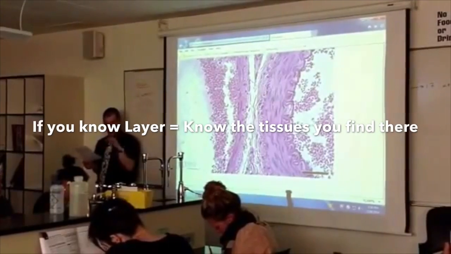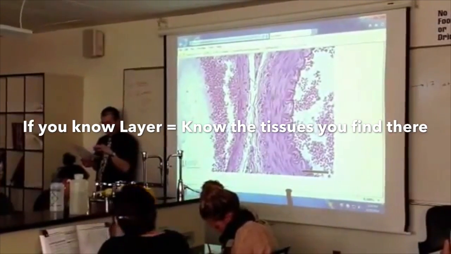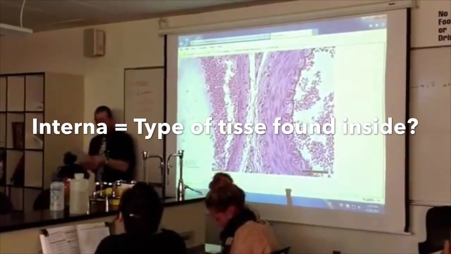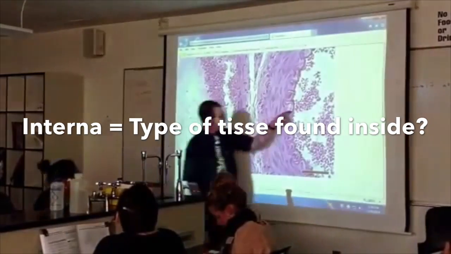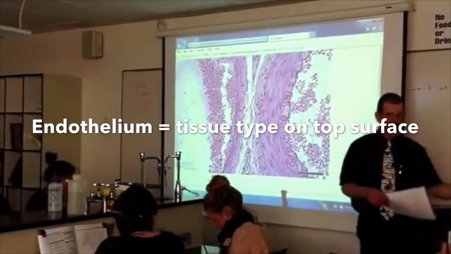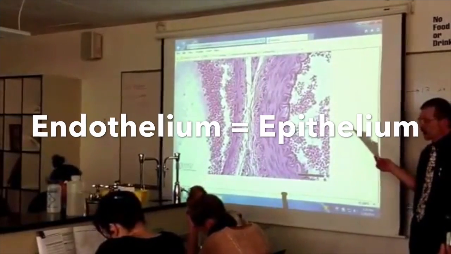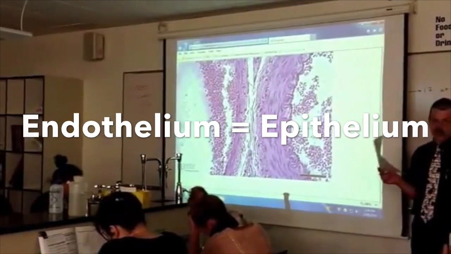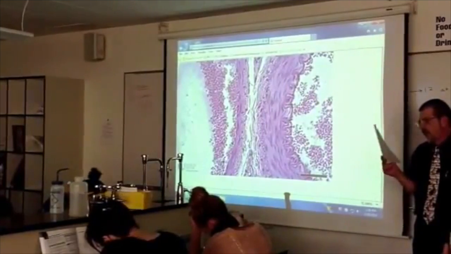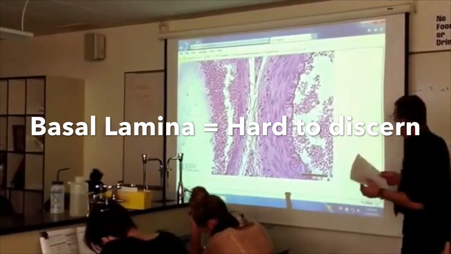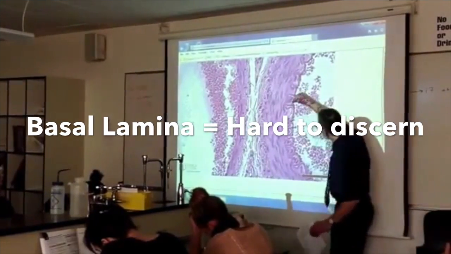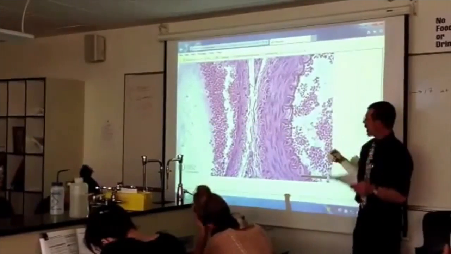If you know the layers, then you're supposed to memorize the tissues you find there. So inside your interna, what tissue would be on the surface of a blood vessel? Epithelium, but because it's in your blood vessels, we call it endothelium. It's the same rule, just a different place. Then you remember you had a basal lamina, which glued it on, which you really can't discern there. So that's my interna.